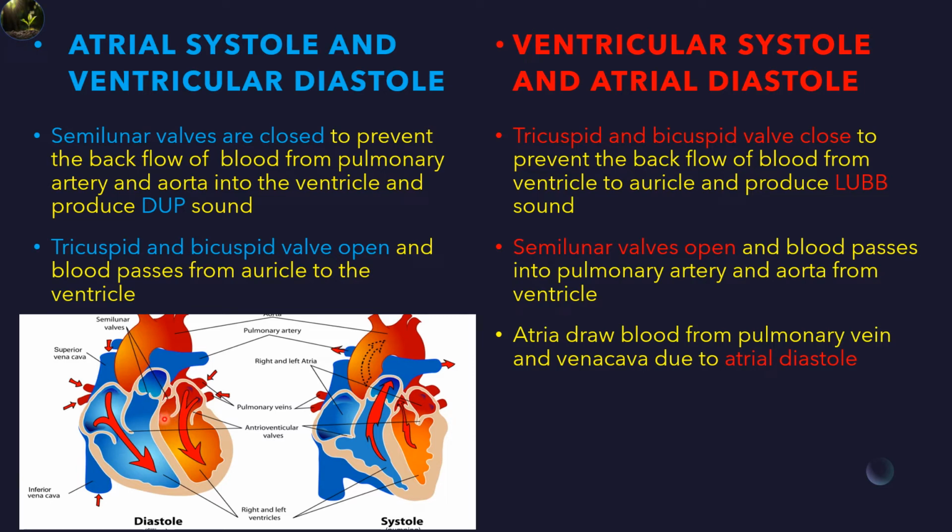these valves will close, because there is a chance of blood coming back to the ventricle, because the ventricle is in diastolic stage. That's why these valves are closed. This closing sound we call the dub sound. In which stage is the dub sound produced? A question may come. The dub sound is due to atrial systole and ventricular diastole.